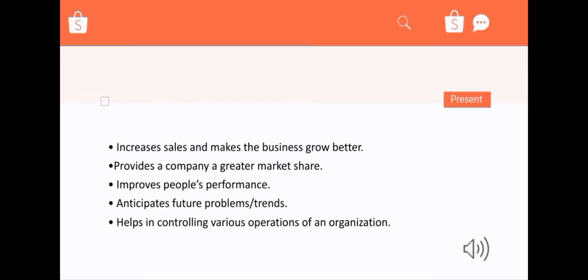increases sales and makes the business grow better, provides a company a greater market share, improves people's performance, anticipates future problems or trends, helps in controlling various operations of an organization.